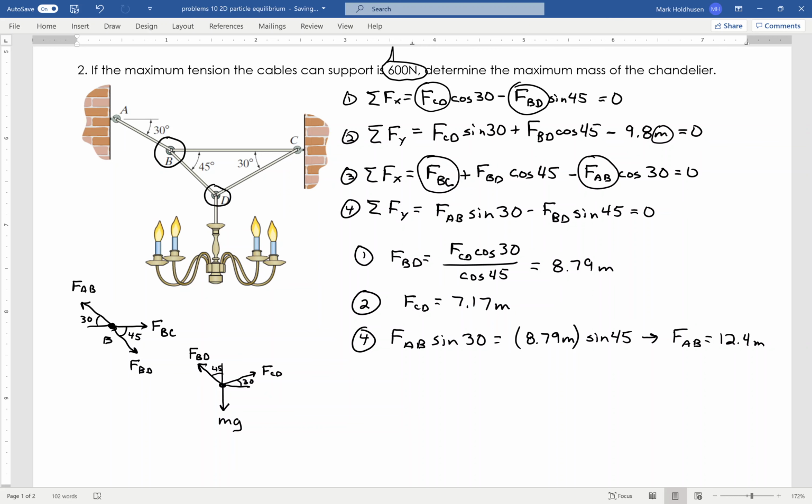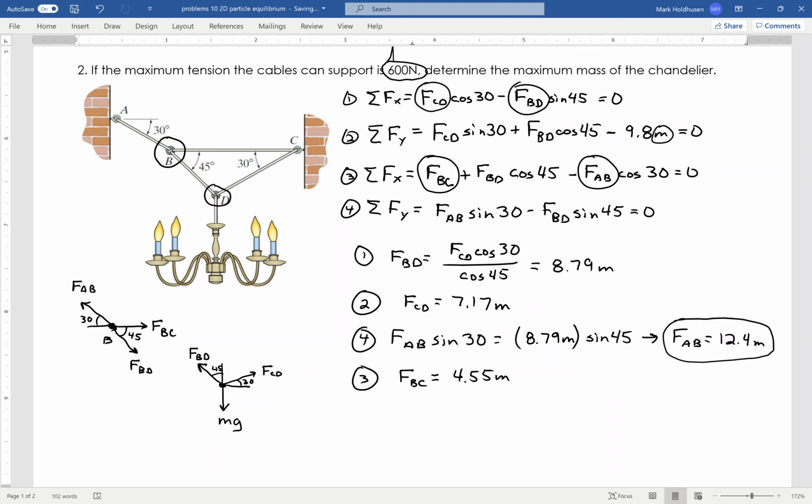But I've got one last equation, equation 3. And again, I'm just going to quickly go through this one and say that from that, I learned that FBC, plugging in what I know about AB and BD, plugging those two values in, I can easily find FBC to be 4.55 m.